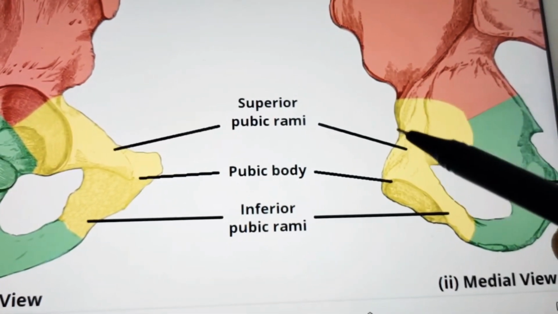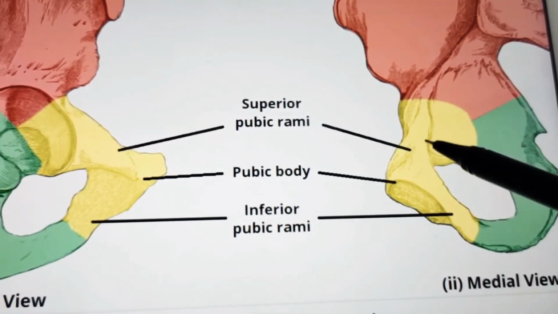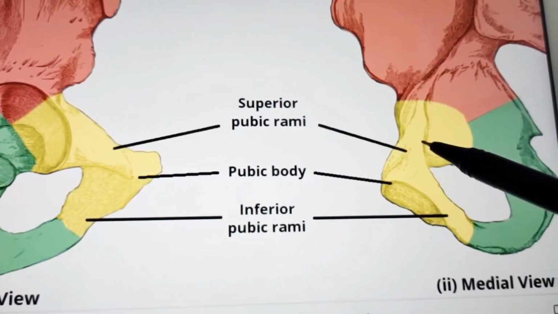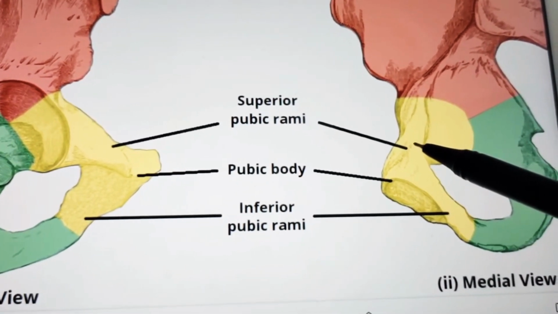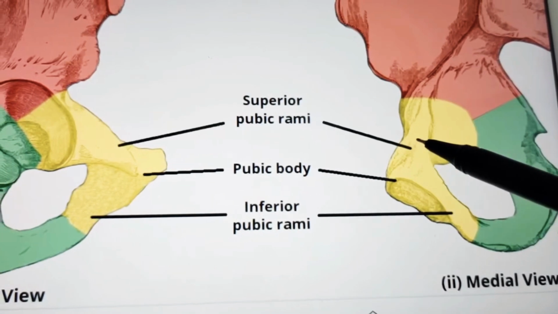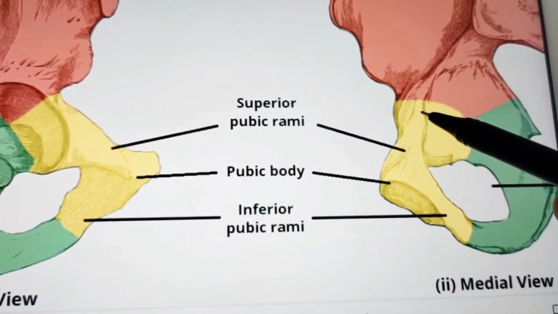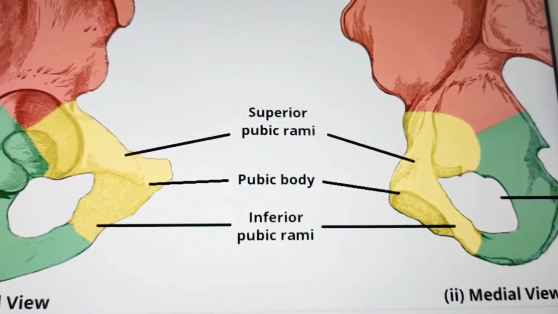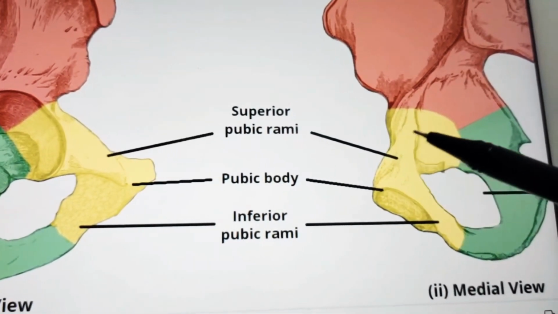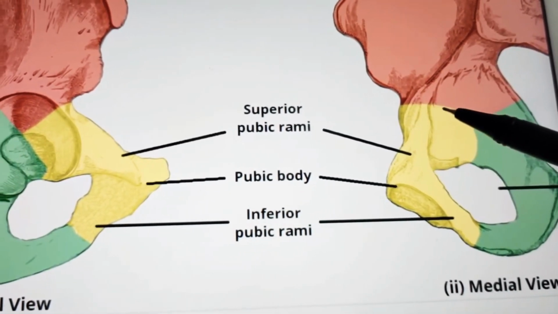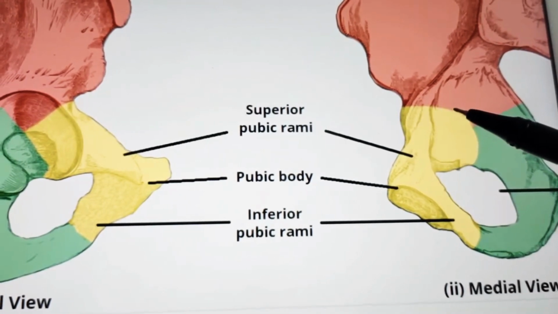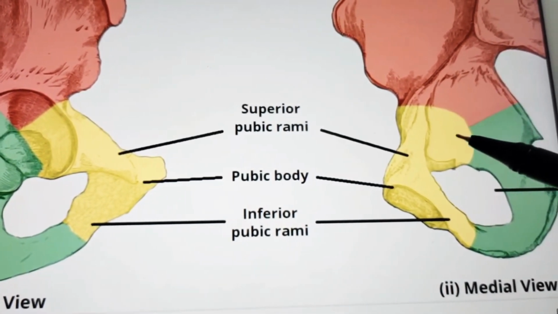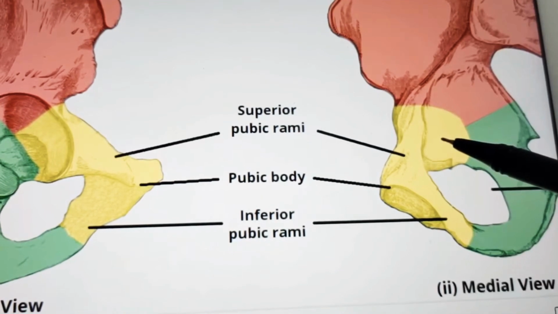Now let us see about the superior pubic ramus. This one, this is the superior pubic ramus. So it extends from the body of the pubis. It is extending from here, right? From the body of the pubis to the acetabulum. So it is going up to the acetabulum. You can see this is the acetabulum. So the ramus is from the body of the pubis to the acetabulum, and above the obturator foramen, right?